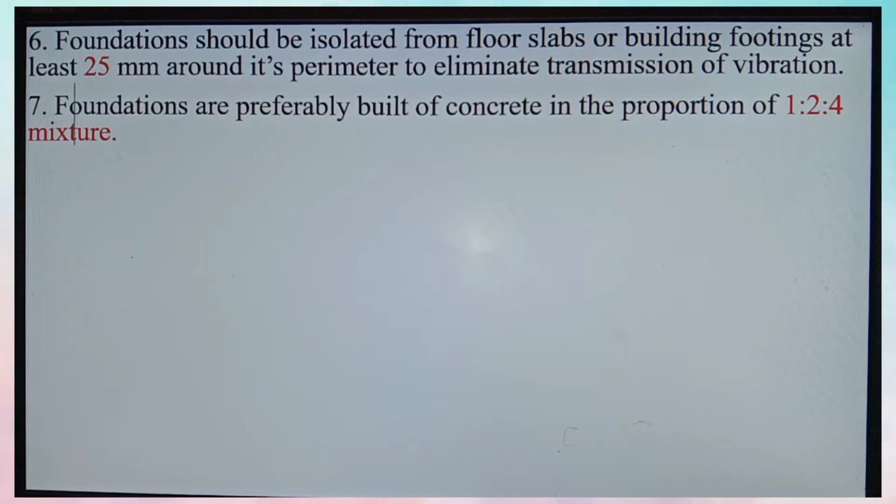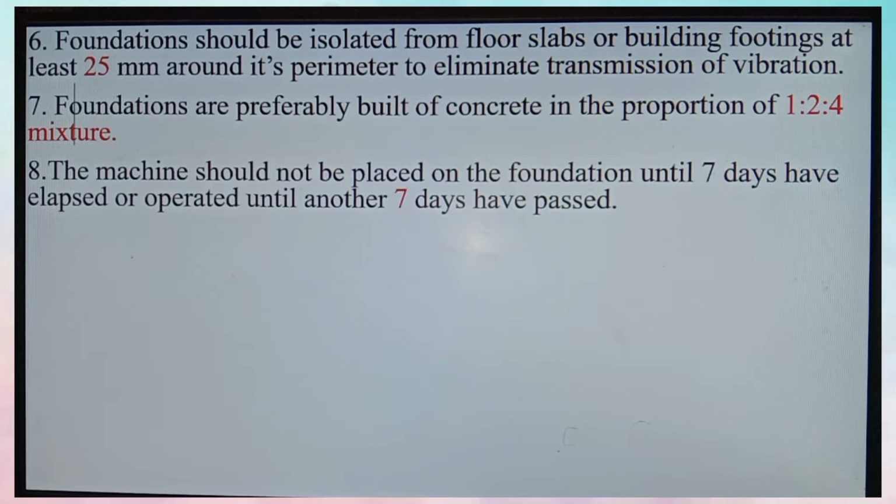Next, another engineering note we need to remember. Foundations are also preferably built of concrete in the proportion of 1:2:4 mixture. Meaning to say, while designing the concrete foundation, we have to consider the Class A mixture as per the standard. Class A mixture is 1:2:4, meaning 1 part cement, 2 parts sand, and 4 parts gravel. Class A is the usual mixture for making concrete foundations. Okay. So next is the machine foundation.